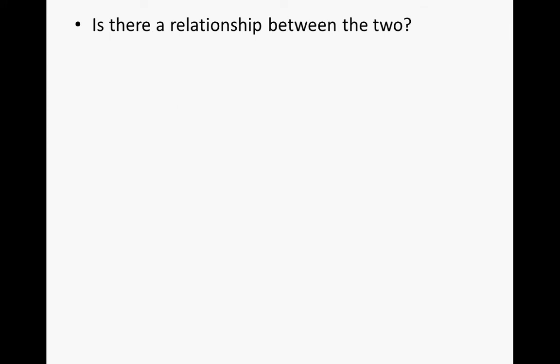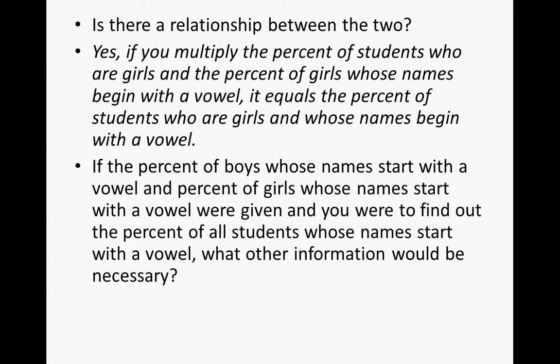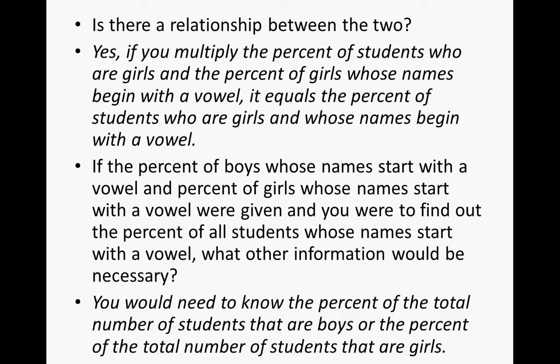So is there a relationship between the two? Well, yes. If you multiply the percent of students who are girls and the percent of girls whose names begin with a vowel, it equals the percent of students who are girls and whose names begin with a vowel. So if the percent of boys whose names start with a vowel and the percent of girls whose names start with a vowel were given, and you were to find out the percent of all the students whose names start with a vowel, what other information would be necessary? Well, you would need to know the percent of the total number of students that are boys or the percent of the total number of students that are girls.